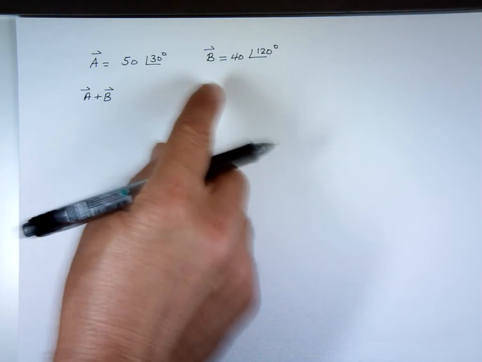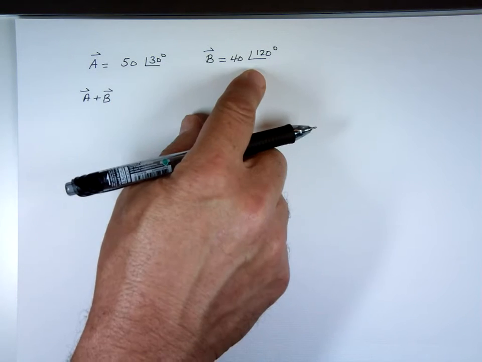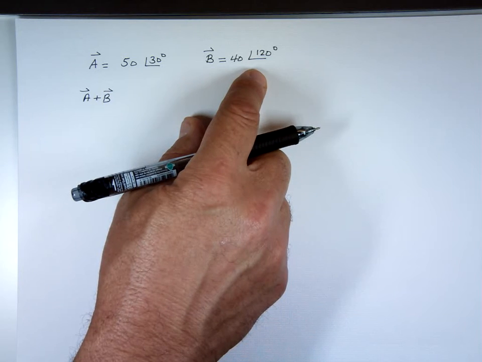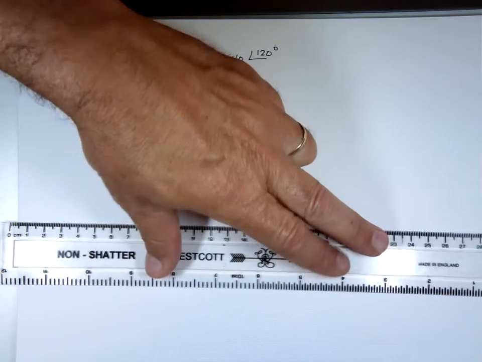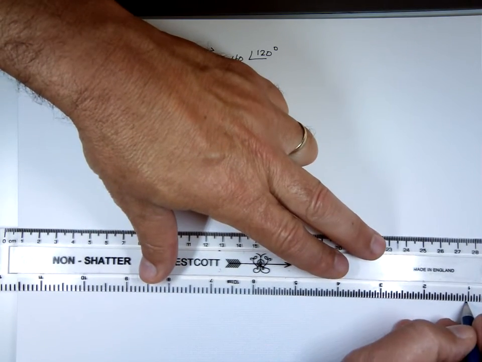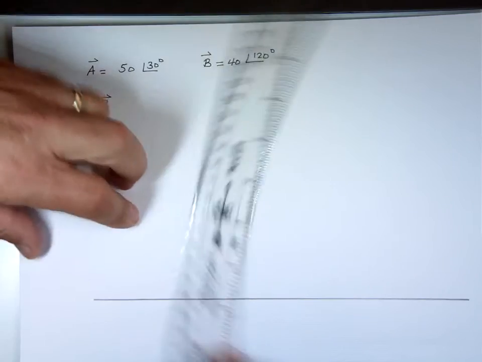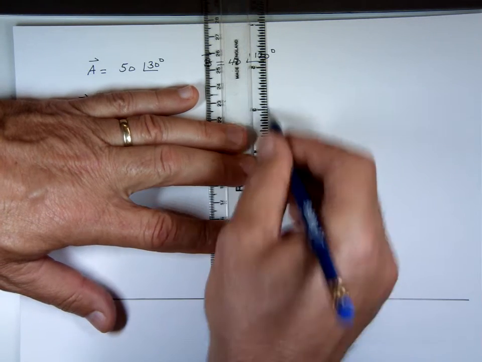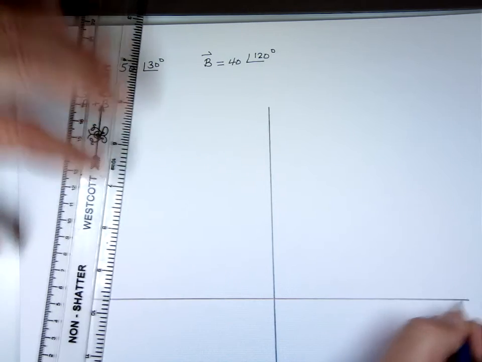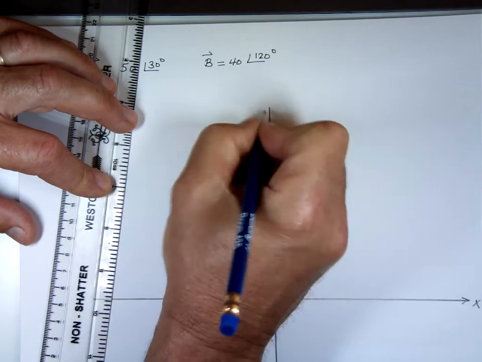I know where the 30 degrees is, in the first quadrant. I know where the 120 is, in the second quadrant. So when I put my axes down, I'm going to leave space on the top. I'm going to have more space on the top than the bottom, because that's where I'm going to be. So this is my x and y axes. Here we go, x axis, y axis.